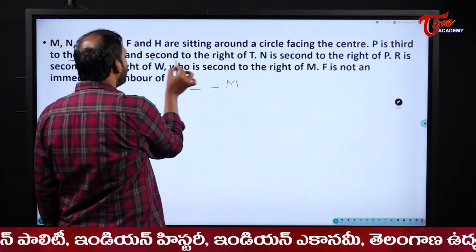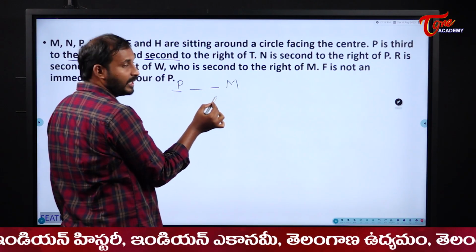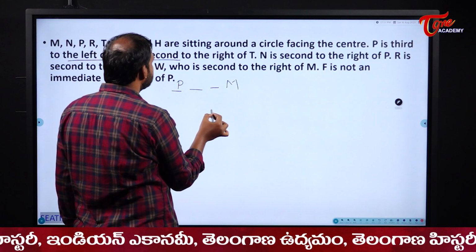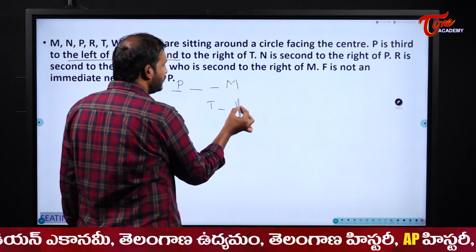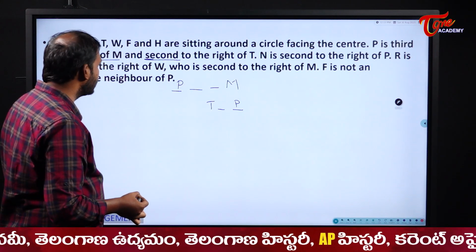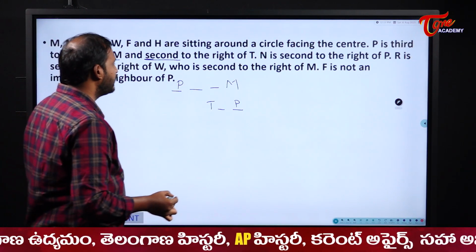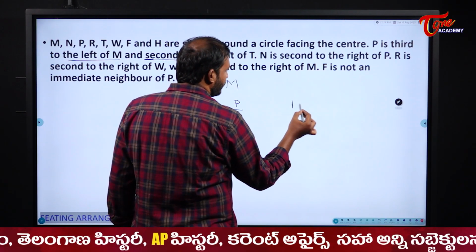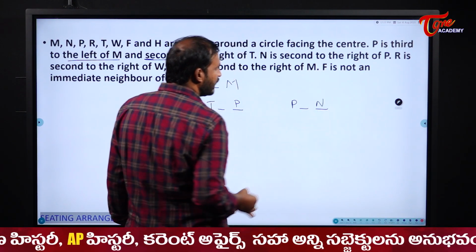And means who? About P only. Okay, about P only still we are speaking. He is second to the right of T. Okay. N is second to right of P. If I have P, to his second right I will have N.